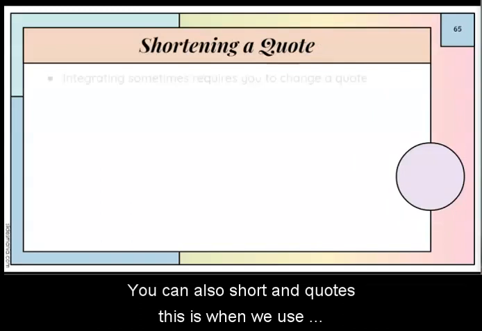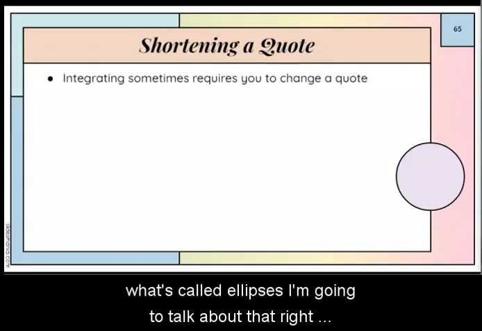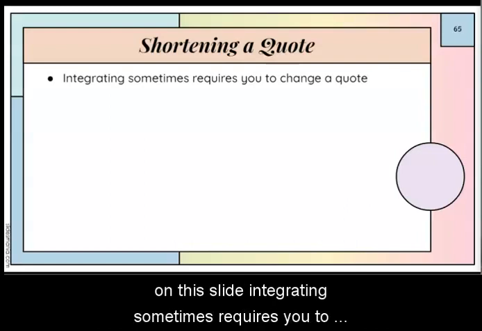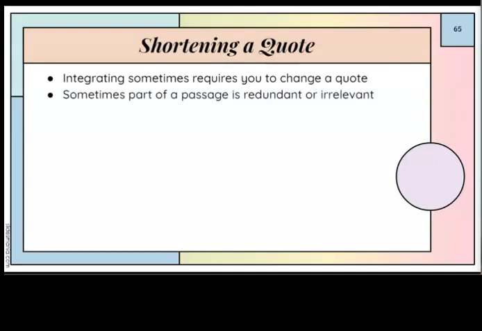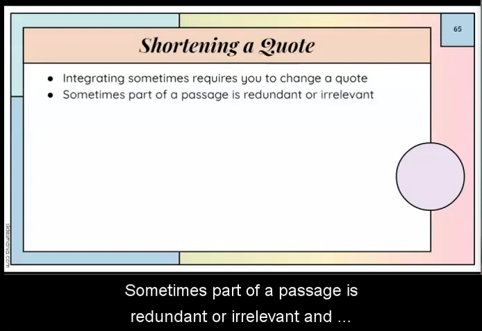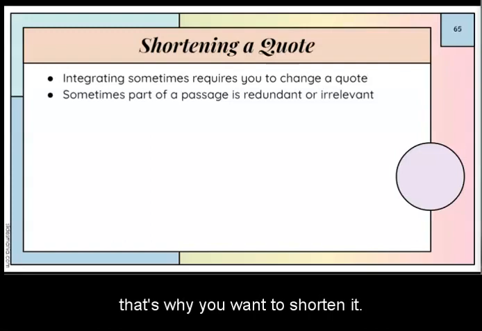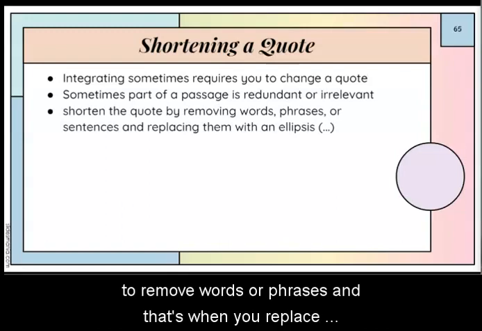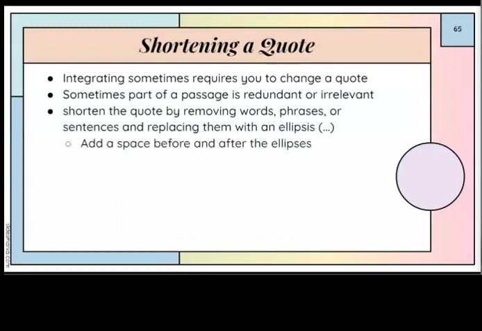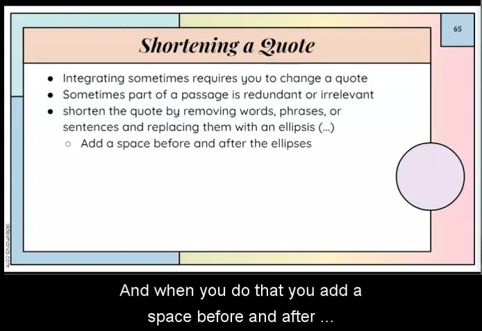You can also shorten quotes. This is when we use what's called ellipses. I'm going to talk about that right on this slide. But integrating sometimes requires you to actually change the quote itself. Sometimes part of a passage is redundant or irrelevant, and that's why you want to shorten it. Sometimes you're going to shorten it because you want to remove words or phrases, and that's when you replace them with ellipses. And when you do that, you add a space before and after the ellipses.